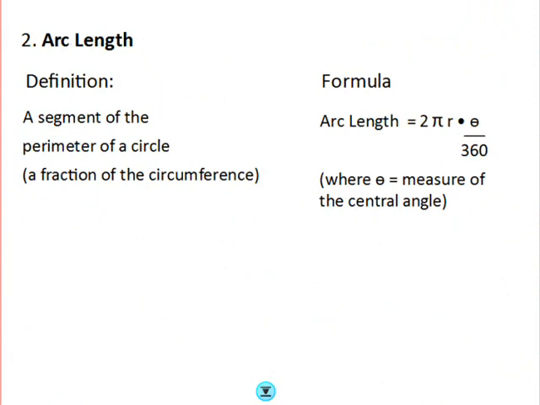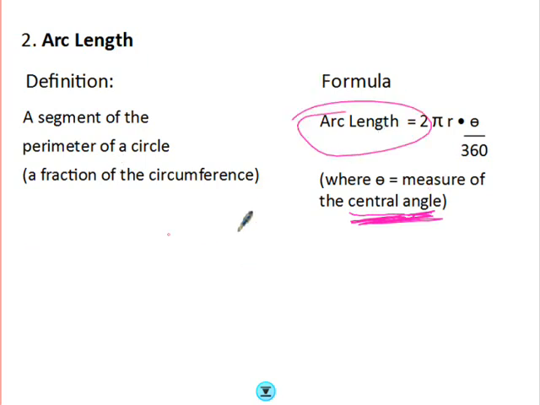Now, some people like to use this formula. So arc length. The definition is it's a segment of the perimeter of a circle, or a fraction of the circumference. The formula for arc length is 2 times pi times r times this Greek letter here, theta, over 360. And theta is the measure of the central angle. That is a way to figure out the arc length.